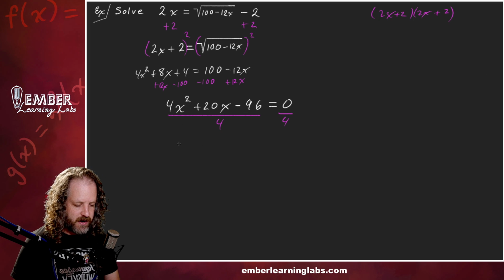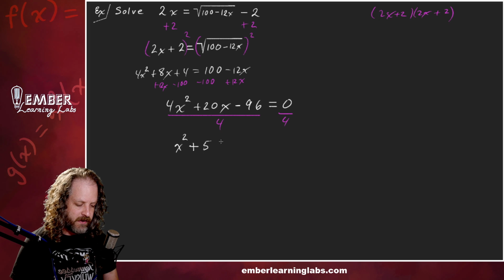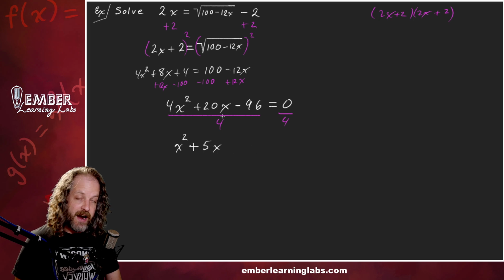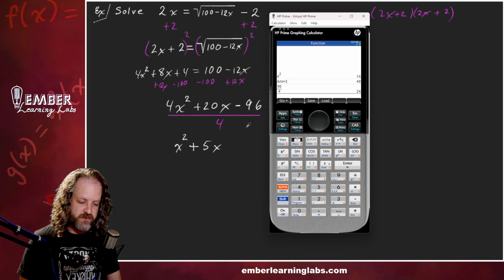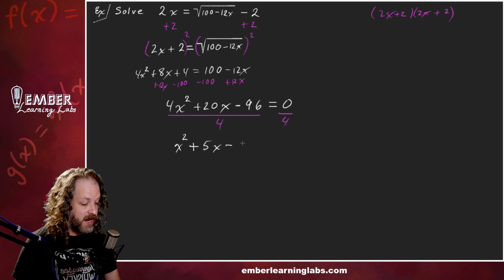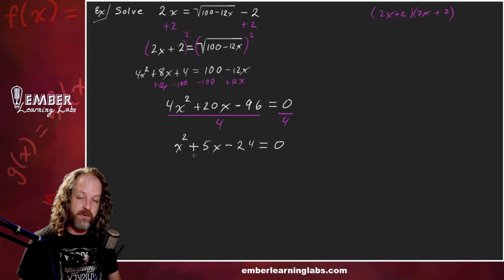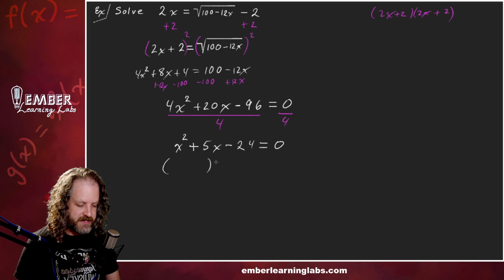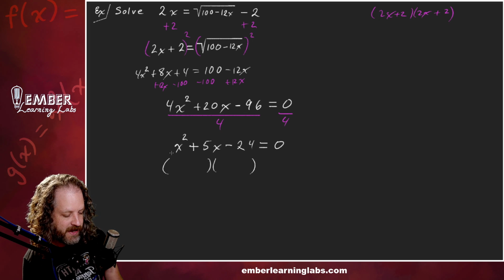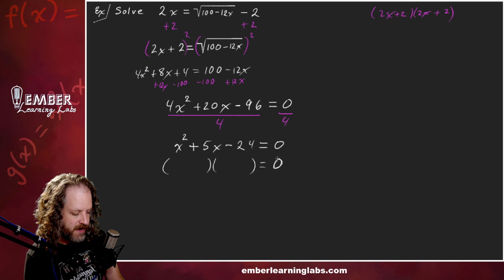So 4x squared divided by 4 is x squared. 20x divided by 4 is 5x. And I already sanity checked: 96 divided by 4 is 24, and it is 24. So minus, watch your signs. That's an easy place to make a mistake. Minus 24 equals 0. So we're going to factor this. This is nice and easy because a is now 1. That's really super duper handy, right?